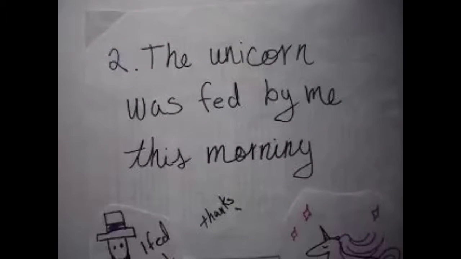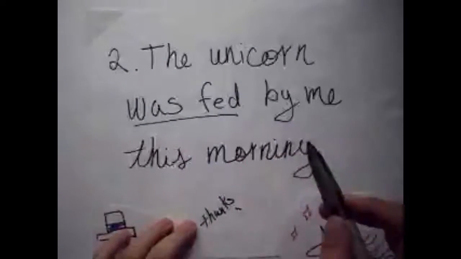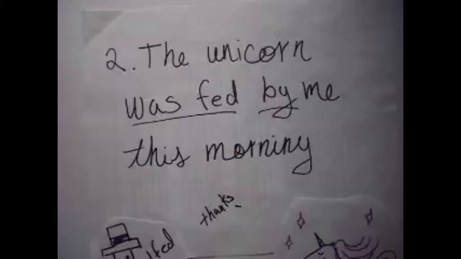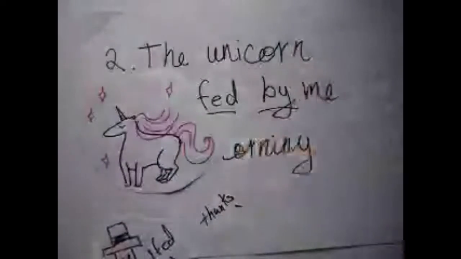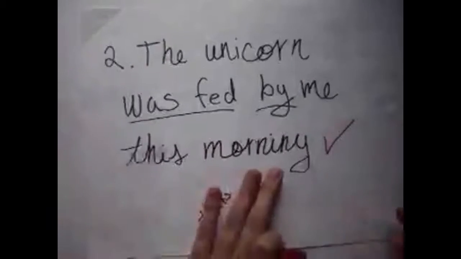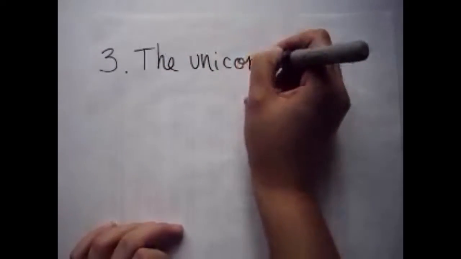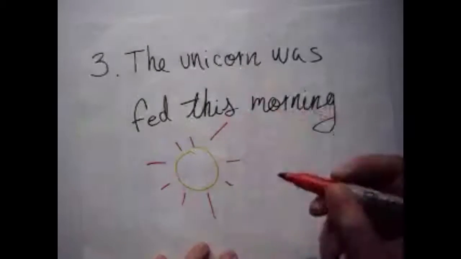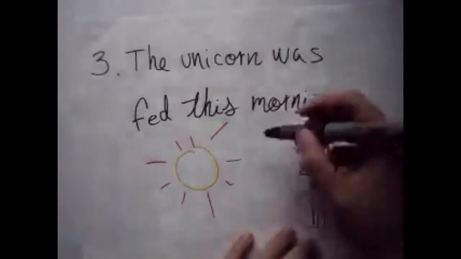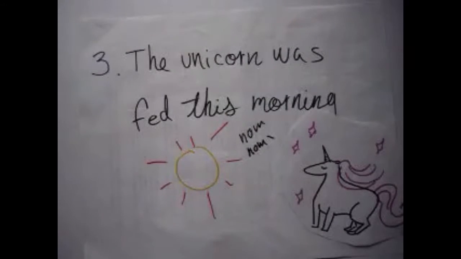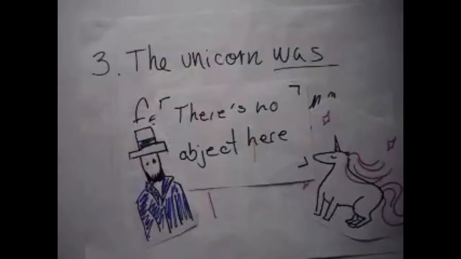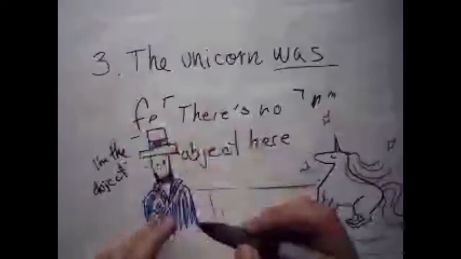The second sentence has the passive verb was fed plus by me, which indicates who does the action. So this sentence is also correct. The third has the passive verb was fed and it doesn't have an object, but you have the passive verb which makes it correct.